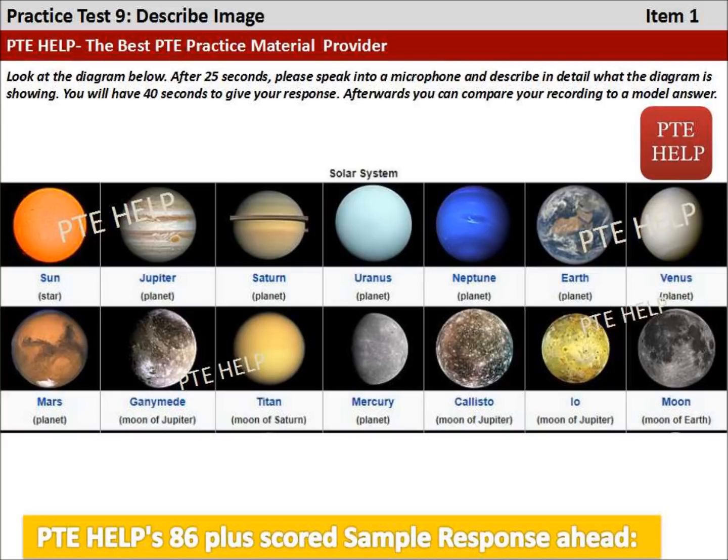Next one is Ganymede and Titan, which are the moons of Jupiter and Saturn respectively. Mercury comes next, which is a planet, followed by Callisto and Io, both of those are Jupiter's moons. The last position is of Earth's moon.